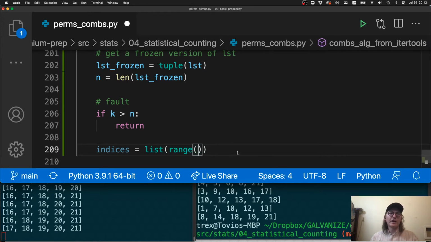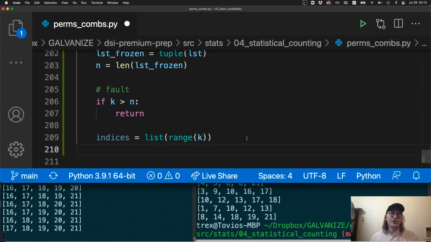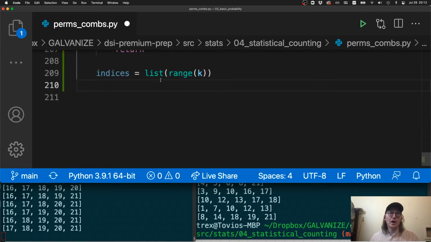In this case, I'm calling it our indices. And this is going to be our memory for these operations. So it's just the range of k. So if it's 10 choose 6, right, this is going to be 0, 1, 2, 3, 4, 5. Indices: 0, 1, 2, 3, 4, 5. All right, so I'm going to yield here.